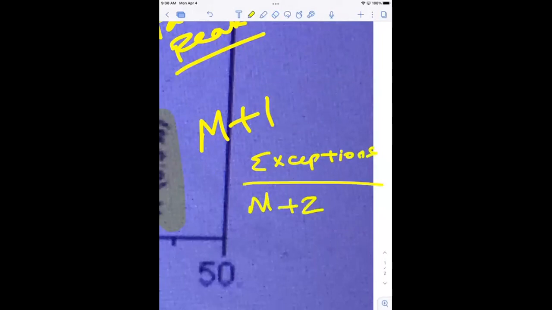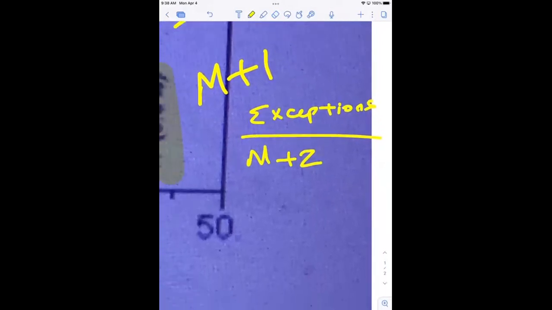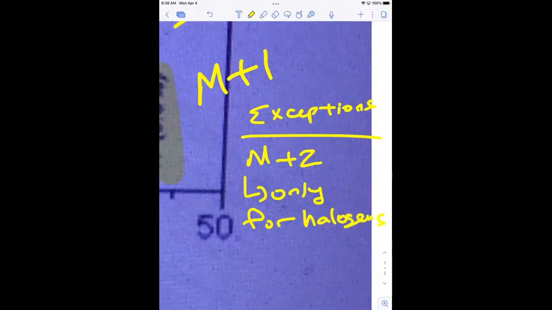It's nothing special about it. It's the mass plus 2. This only happens when you have a halogen present. Right, so it's only for halogens, right? And let me make sure that you don't think that's a Z.